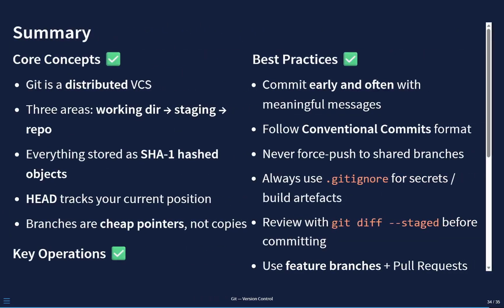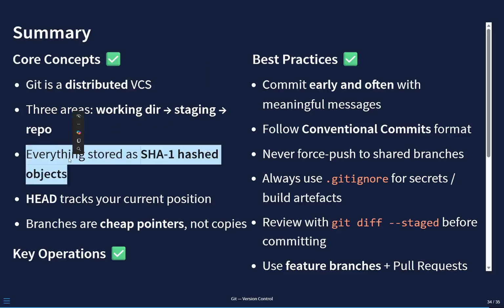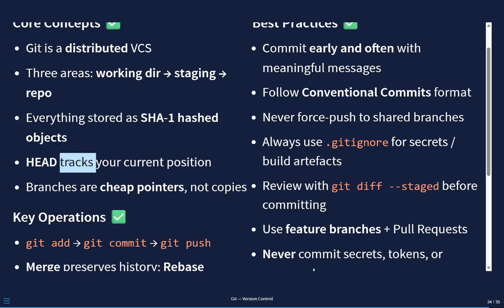Let's bring it all together. Core concepts. Git is a distributed version control system. Every clone is a full backup. Your project lives in 3 areas: working directory, staging area, and repository. Everything Git stores is a SHA-1 hashed object: blob, tree, commit, or tag. HEAD tracks exactly where you are in history. And branches are not copies. They are cheap, lightweight pointers.